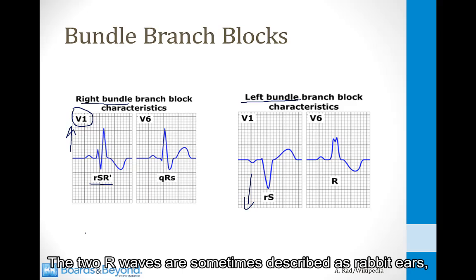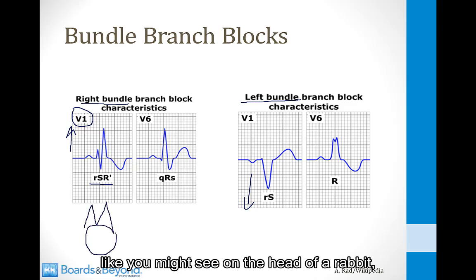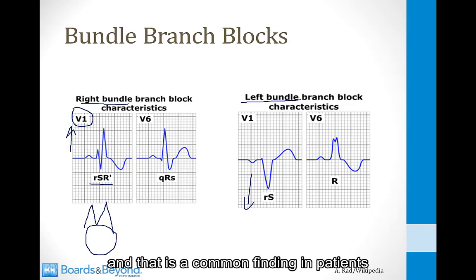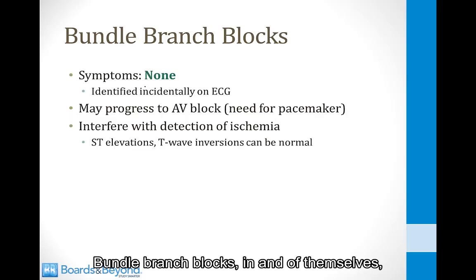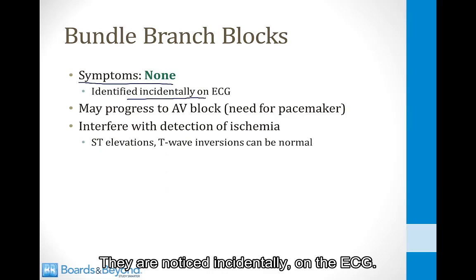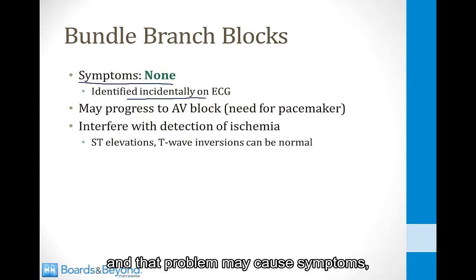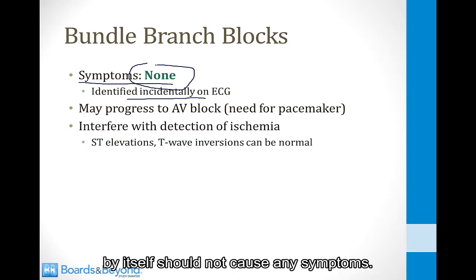The two R waves are sometimes described as rabbit ears because they are double upward spikes like you might see on the head of a rabbit, and that is a common finding in patients who have a right bundle branch block. Bundle branch blocks in and of themselves do not cause any symptoms. They are noticed incidentally on the ECG. As we'll talk about in a minute, there may be an underlying structural heart problem that causes the right bundle branch block, and that problem may cause symptoms, but just the bundle branch block by itself should not cause any symptoms.